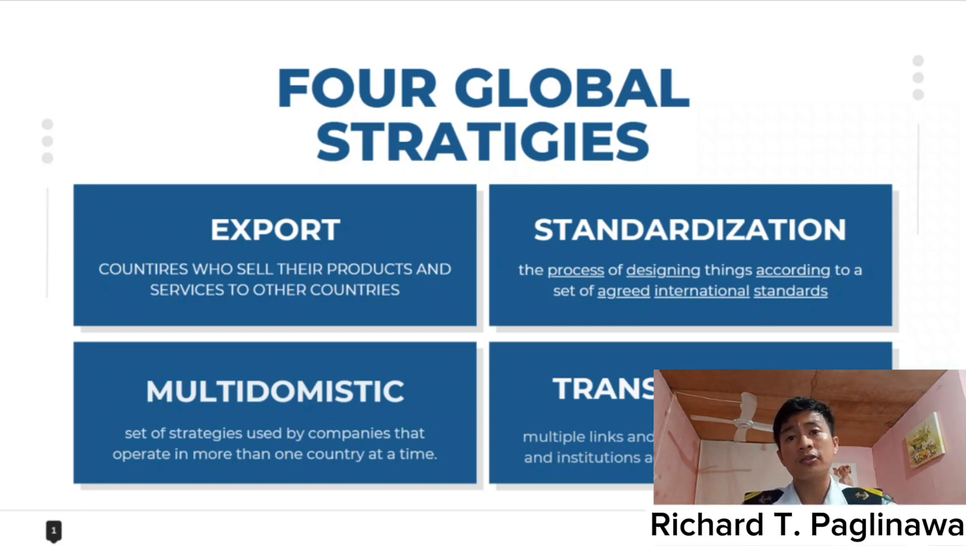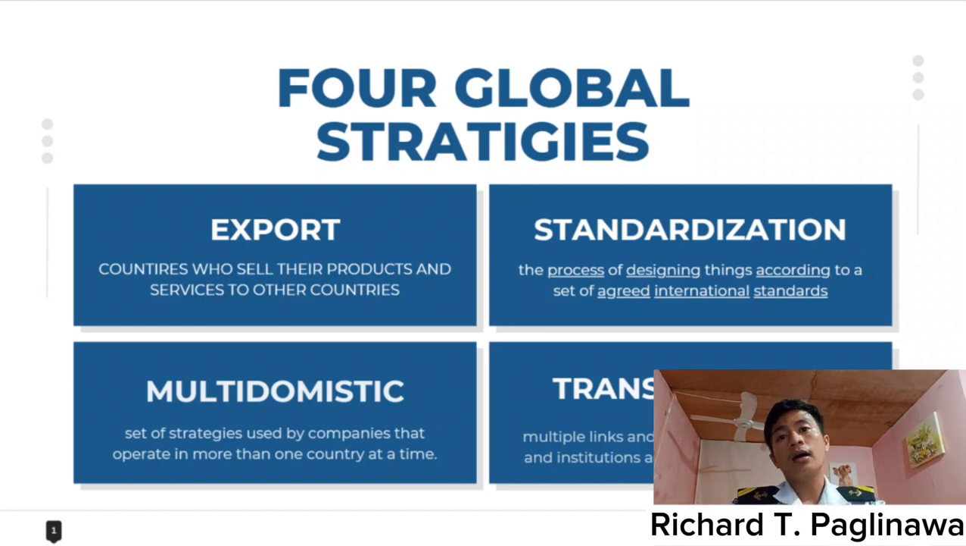Next is standardization, the process of designing things according to a set of agreed international standards. Global standardization is a marketing approach that uses standard marketing strategies to promote products internationally. It is the ability for a company or business to use the same marketing strategy from one country to the next and across the various cultures.